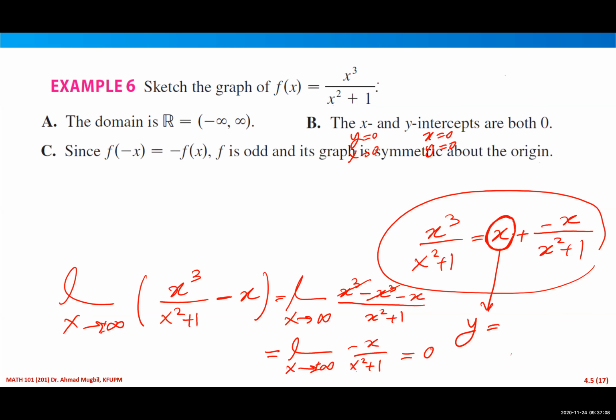Now the function is odd. Why is the function odd? If you replace x by negative x, you will have negative f of x. So it is odd, so it will be symmetric about the origin. This is good.